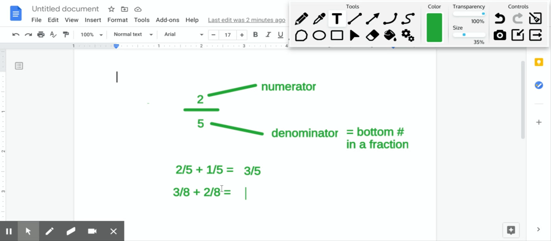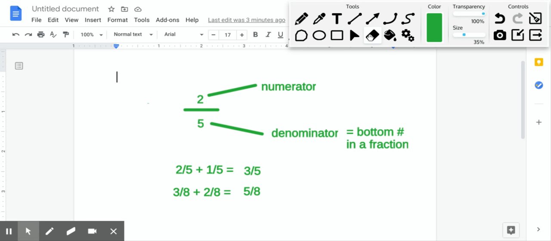So the two numerators in this case are 3 and 2. So we would simply add 3 and 2, which is 5, and that would be our numerator, and the denominator stays the same, so it would be 8. Now let's see how to subtract fractions.